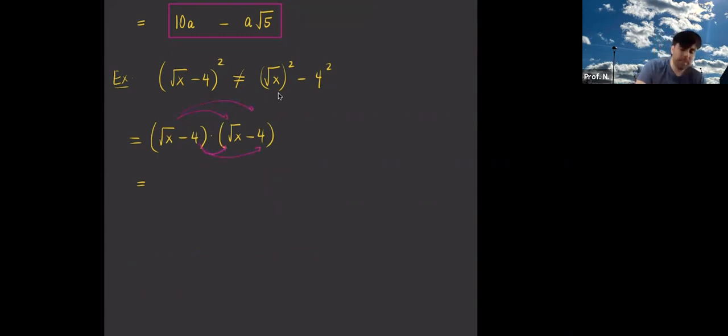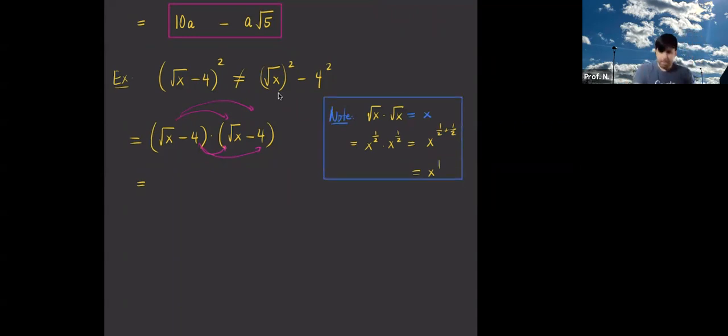So root x times root x, what is root x times root x? Isn't that the same thing as saying x to the 1/2 times x to the 1/2? And isn't this the same thing as x to the 1/2 plus 1/2? And isn't 1/2 plus 1/2 equal to 1? So from now on, you should be able to know this. This is a note: root x times root x equals x. It's just x. So any radical, when you multiply it by itself, you get back what's underneath.